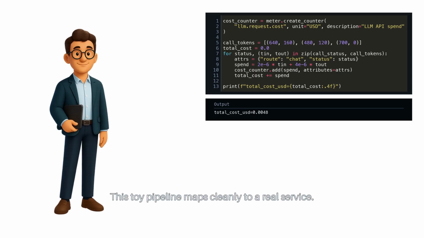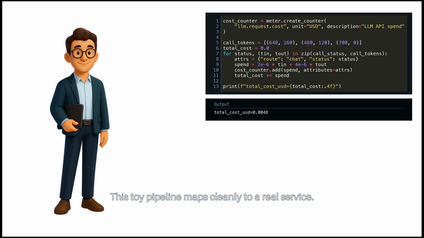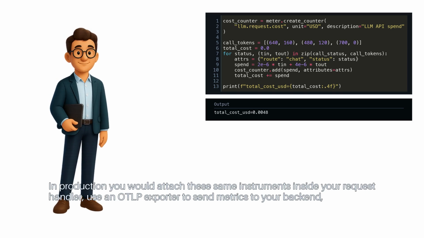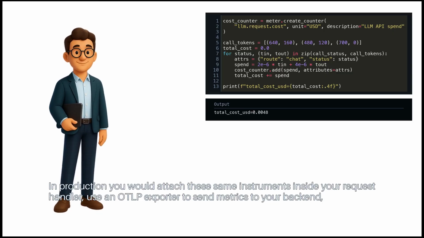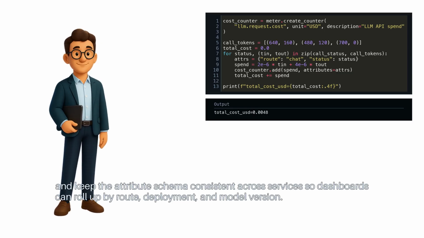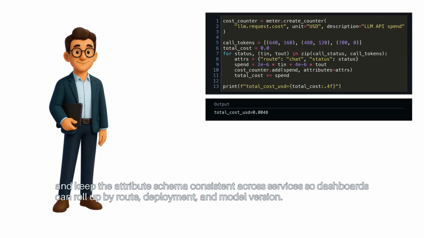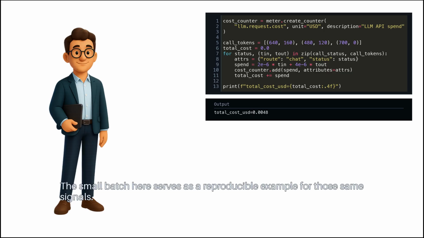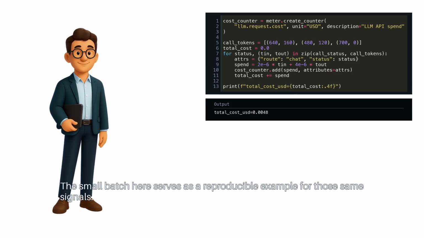This toy pipeline maps cleanly to a real service. In production, you would attach these same instruments inside your request handler. Use an OTLP exporter to send metrics to your backend, and keep the attribute schema consistent across services, so dashboards can roll up by route, deployment, and model version. The small batch here serves as a reproducible example for those same signals.